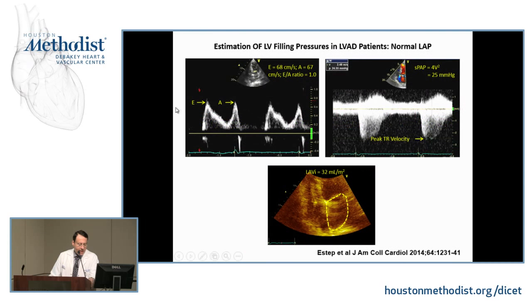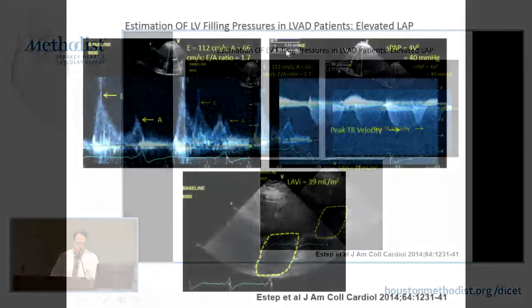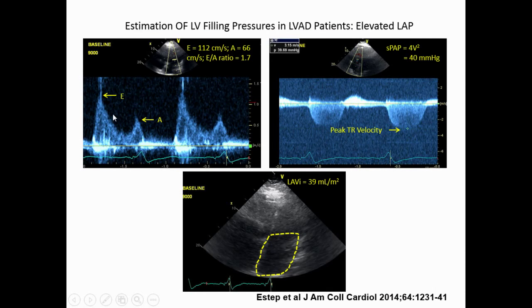And that's an example of a patient who has a normal LAP with an LVAD, whereas this patient has a PA systolic that is clearly elevated without adding the RAP, at 38. Notice the E to A ratio, and the LA that was enlarged.